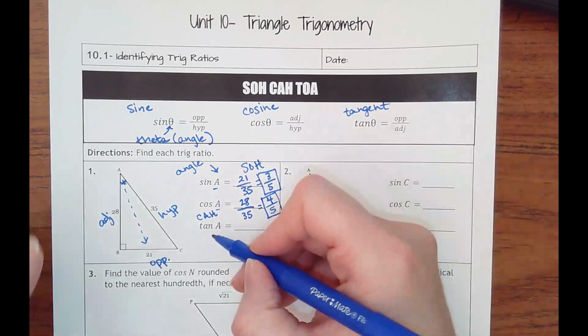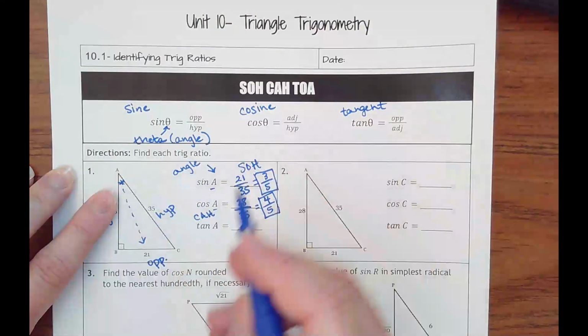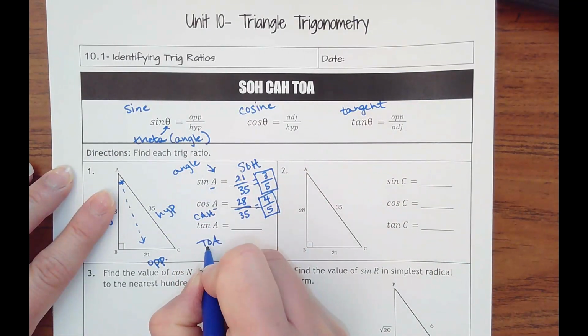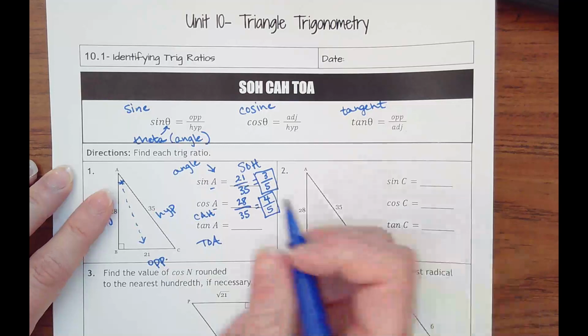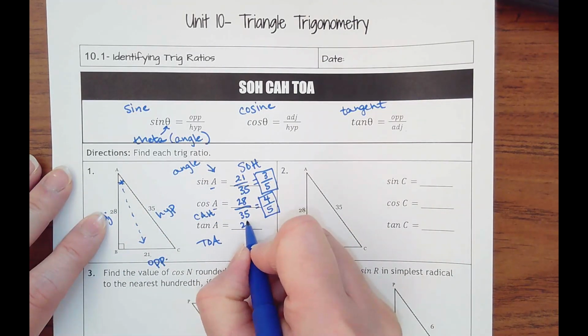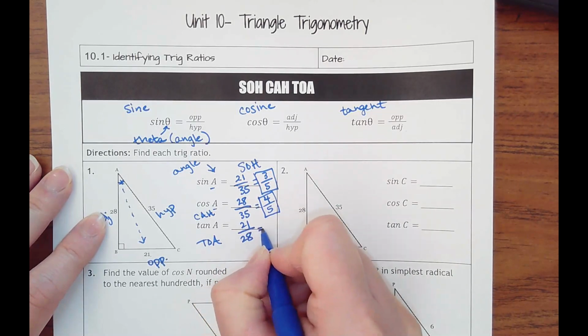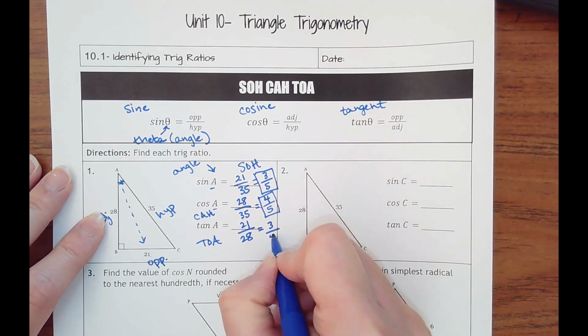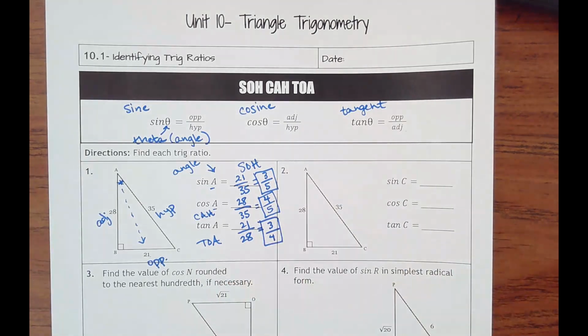And then last one is tangent of angle A. Still standing here. Tangent is TOA, opposite over adjacent. So we want opposite side, 21. 28 is the adjacent. So 21 over 28, divide by 7 again. That would be 3/4. So all you're doing is coming up with a fraction or a ratio.